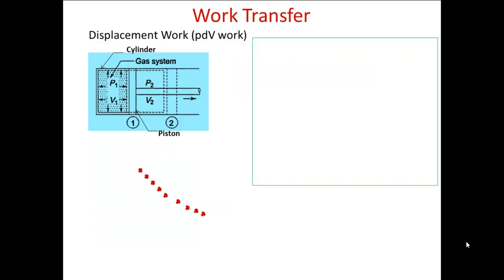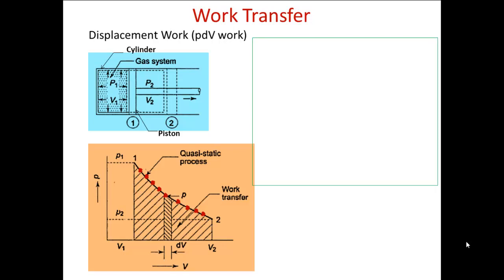Let us have the recap of the previous lecture. In the previous lecture, we discussed displacement work or PdV work. In the case of displacement work or PdV work, there are 4 points to be remembered. This expression, work transfer equal to integral PdV, is applicable for a closed system. Point number 1, it is applicable for a closed system.